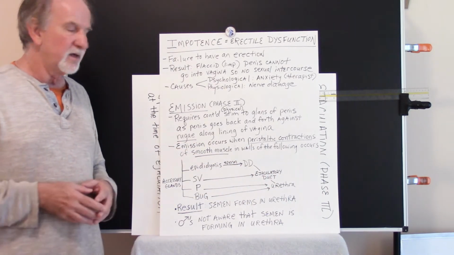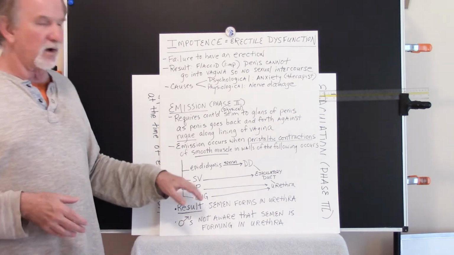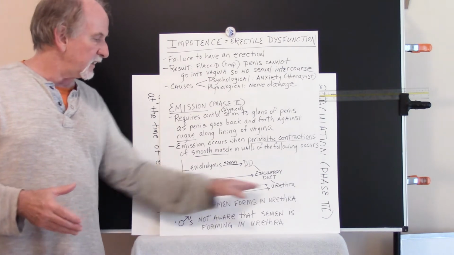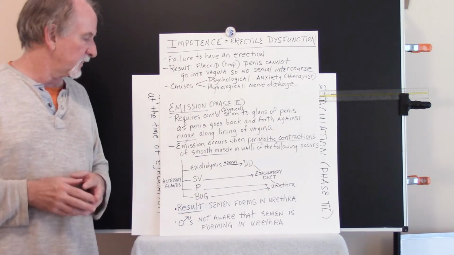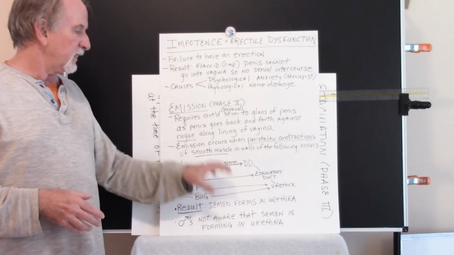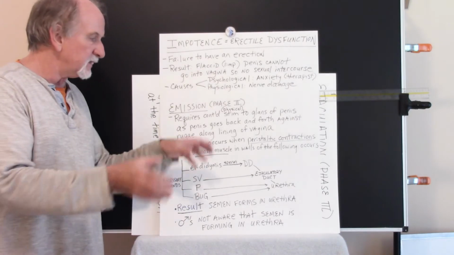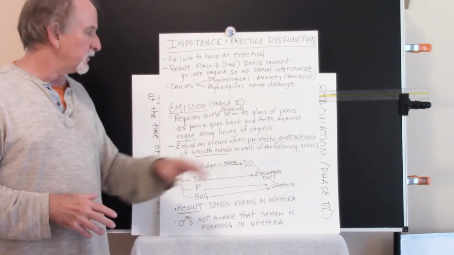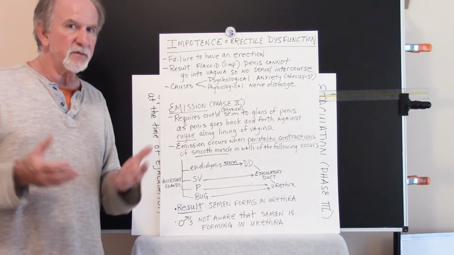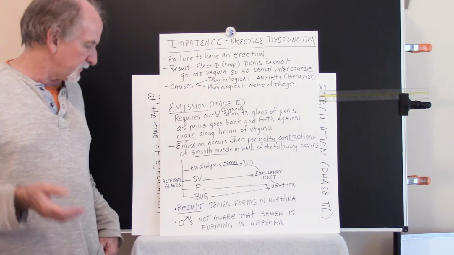In addition, there are smooth muscle contractions that occur in the walls of the prostate and bulbourethral glands, and they secrete their solutions into the urethra as well. So the result of all this is that you get sperm and the solutions from the accessory glands mixing together in the urethra during emission. In other words, semen forms in the urethra as a result of emission.